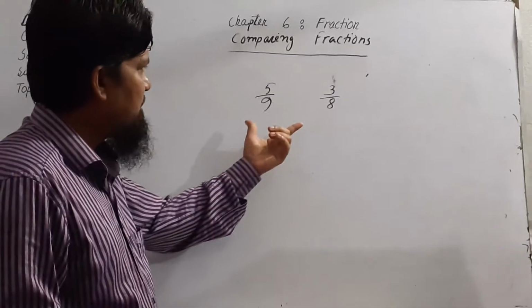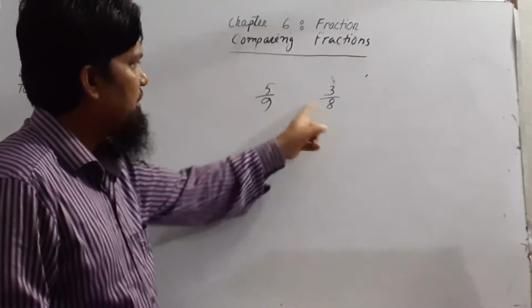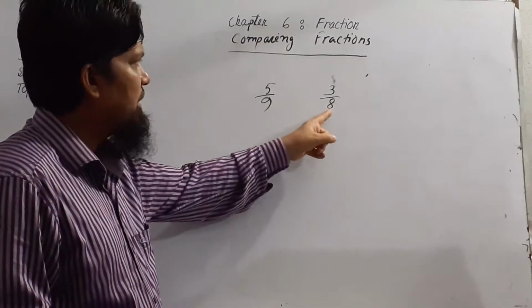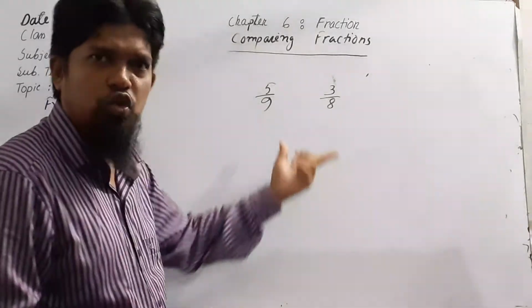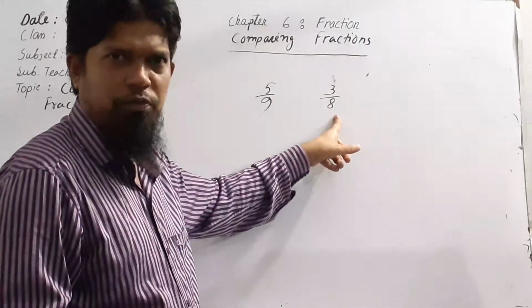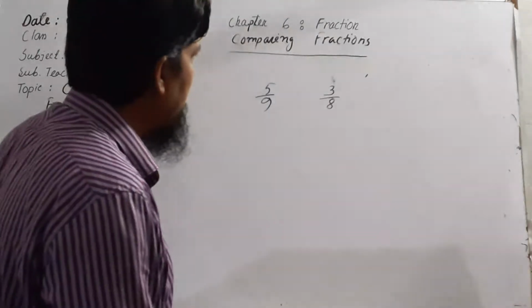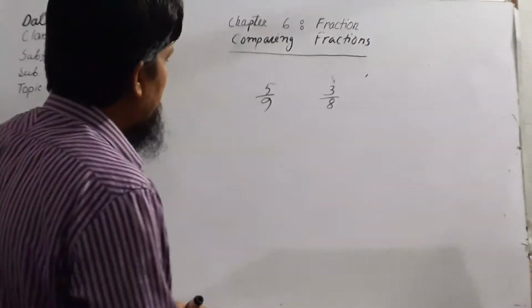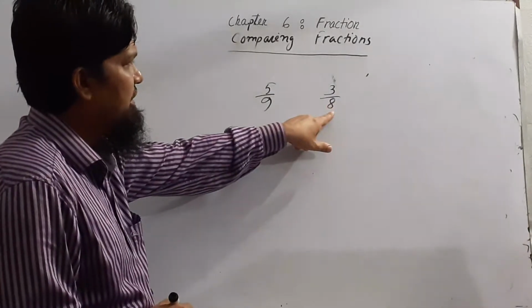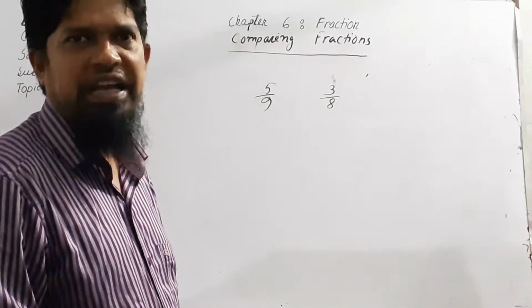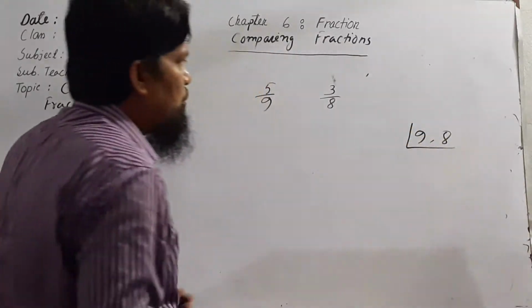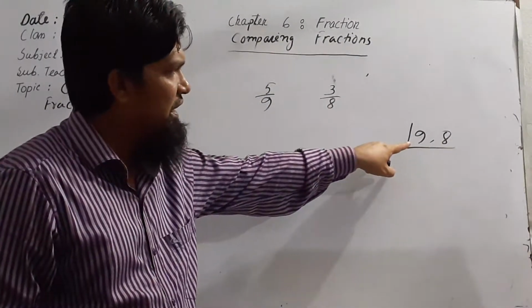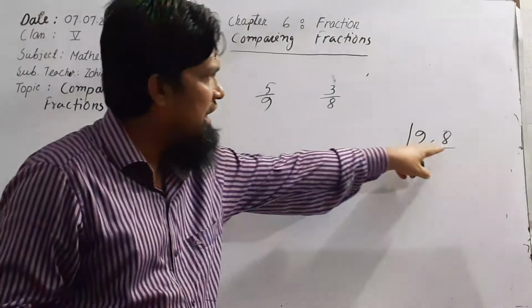The first one is, at first we will convert the denominators. Here the denominator is 9, here the denominator is 8. So we will convert these two fractions into common denominators. We will make the denominators common. How will we make the denominators common? First of all, you need to find the LCM of 9 and 8. We can easily understand that there is no common factor between 9 and 8 except 1.